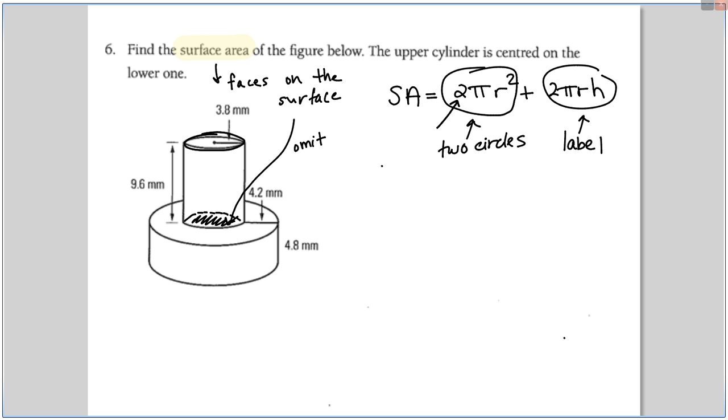Because there's only one circle on the surface. The other one is being omitted, right? Okay, so for the top cylinder, I'll put surface area 1. For this shape here, surface area 1, you will have to go with pi r squared plus 2 pi r h, because one of the circles was omitted.